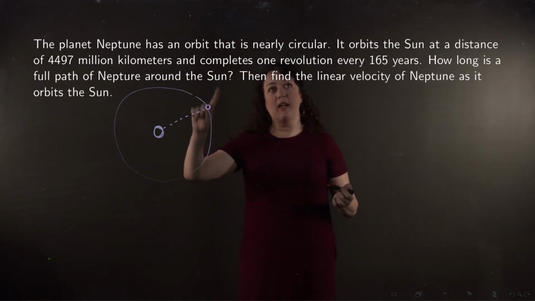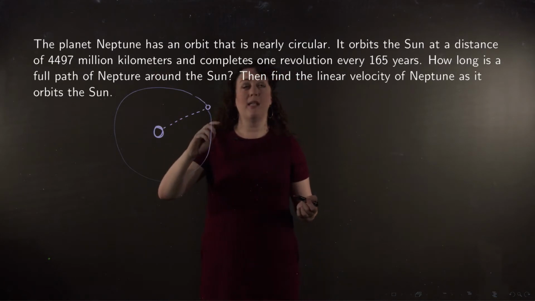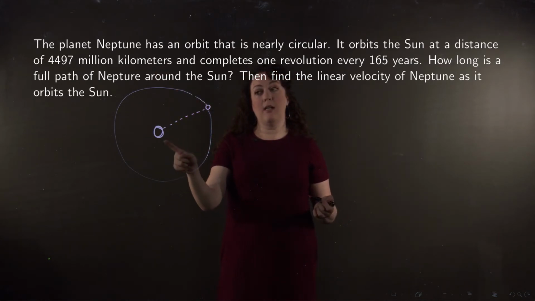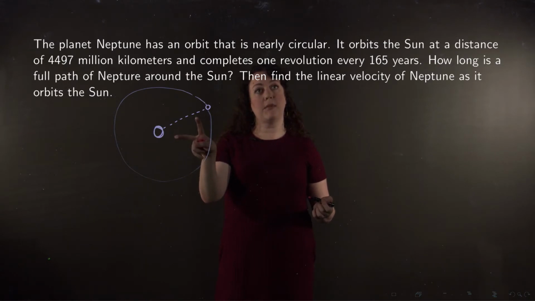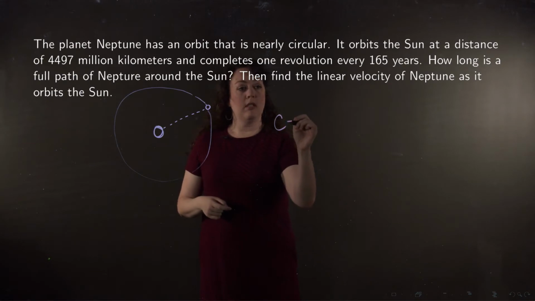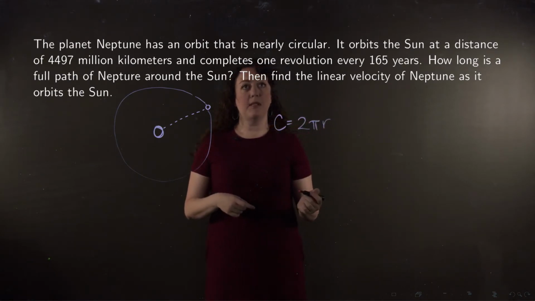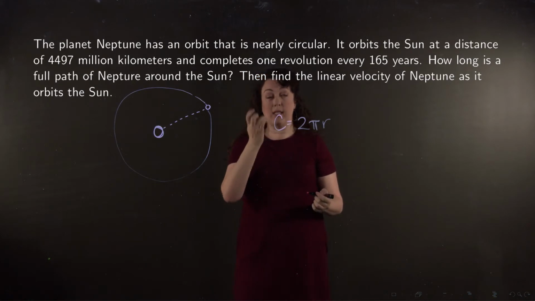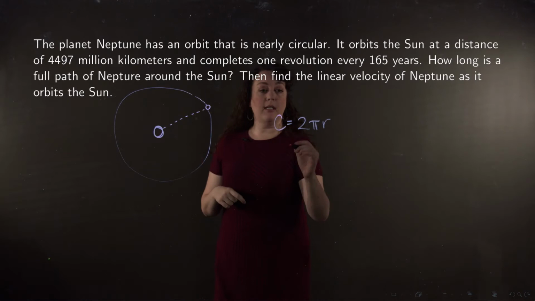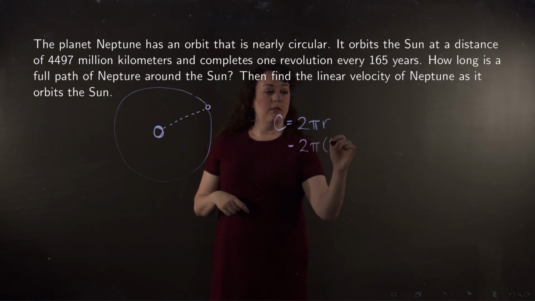So if I'm trying to find out how far around the sun it's going, how far the full path is, I'm looking at the circumference of this circle that I've drawn, where the radius is the distance from the sun to Neptune. So the circumference of a circle is always given by 2 pi times the radius, or pi times the diameter, but since we're told what the radius is, we'll use 2 pi r. The radius is 4,497 million kilometers.